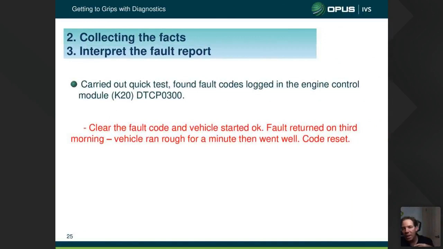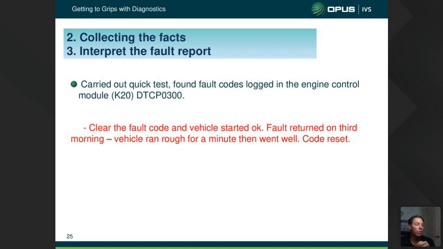Okay, collecting the facts and interpreting the fault report. So we carried out a quick test on this vehicle. We found some fault code logs in the engine control module, and the fault code was P0300. Cleared the fault code, the vehicle started okay. The fault returned on the third morning. Vehicle ran rough for a minute, then went well.